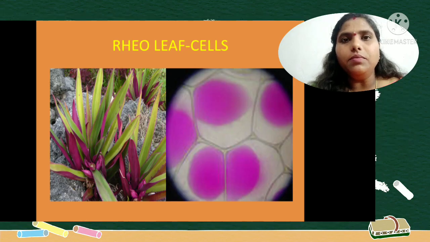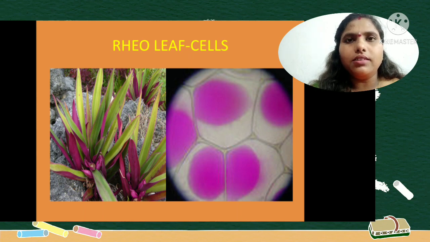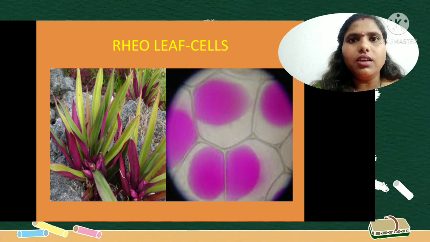In the next activity, observation of leaf peel cells in the Rhoeo plant. Observe the plant. Here in the Rhoeo plant, two colors are there. The abaxial side and adaxial side have different colors, purple and green. We can find this plant easily anywhere. We can collect this Rhoeo plant and just tear it with a single stroke.